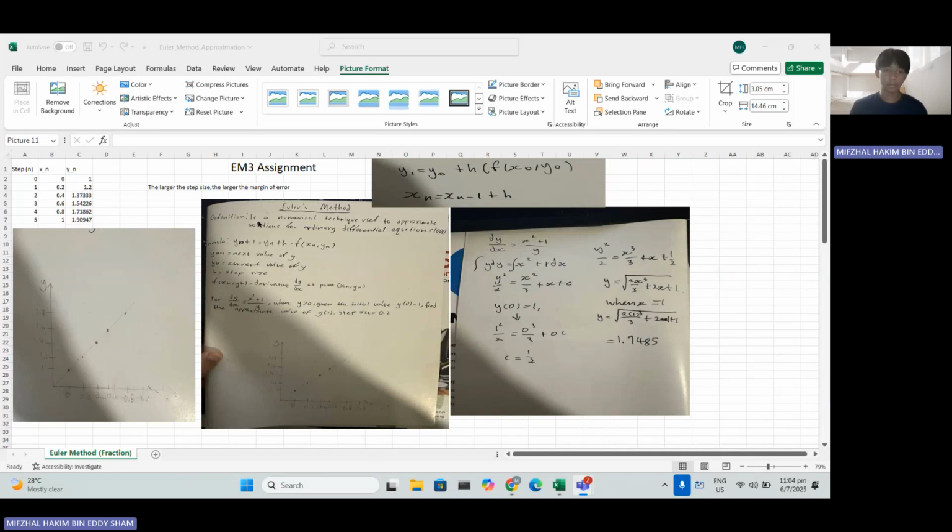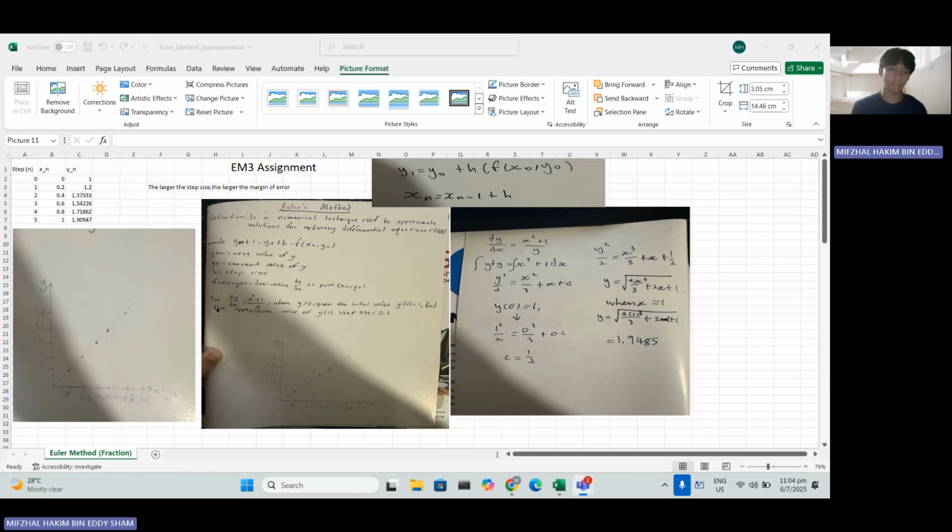Now, Euler's method, the definition is a numerical technique used to approximate solutions for ordinary differential equations, ODE. The formula is y_{n+1} = y_n + h times f(x_n, y_n). Now, y_{n+1} is the next value of y. y_n is the current value of y. h is the step size, and f(x_n, y_n) is the derivative at the point (x_n, y_n).